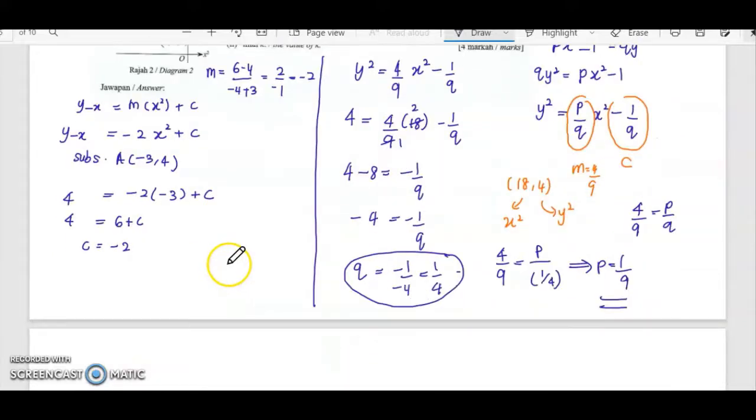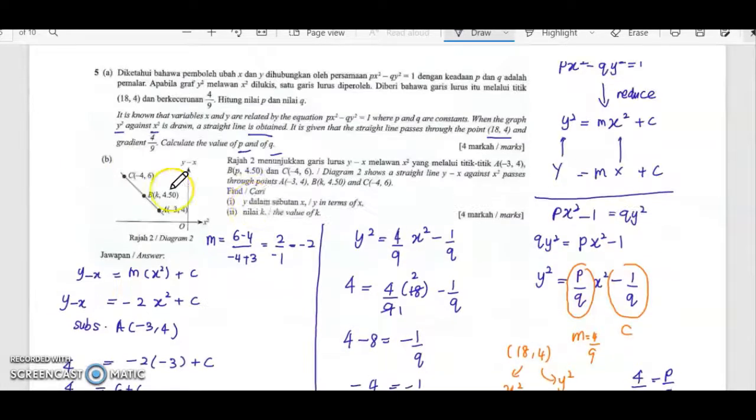So kita dah dapatkan the function. Okay, y over x equal to negative 2x squared minus c. So this is the linear form. So kita nak jadikan y sebagai subjek.